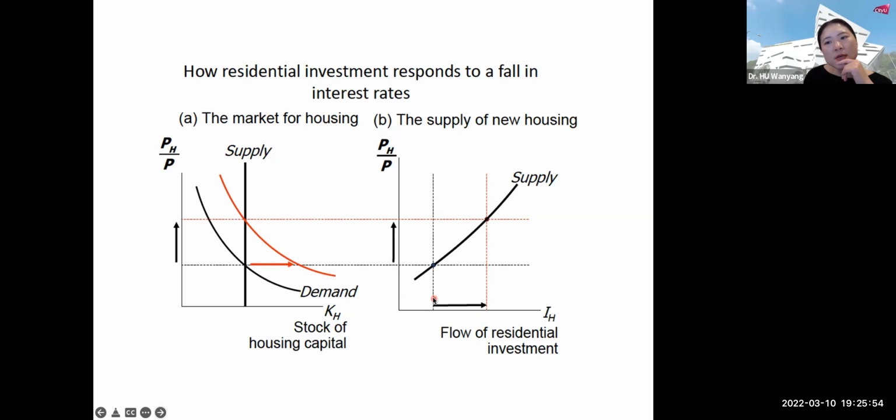Oh, by the way, you need to pay attention: this is different from the mathematical axes arrangement. In your math course, when you use x and y, you put x on the horizontal axis. But in this case, this one is x, the independent variable, and this one is the dependent variable. So a price level change will induce a change in the flow of residential investment. This is how residential investment will respond to the fall in the interest rate.